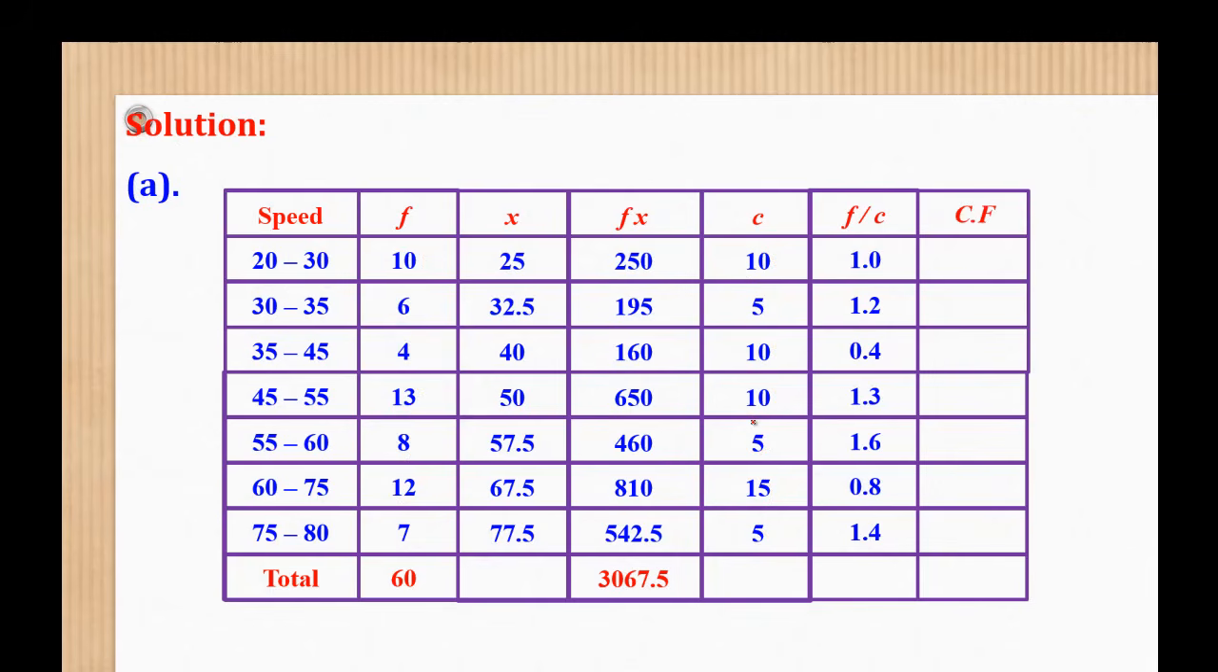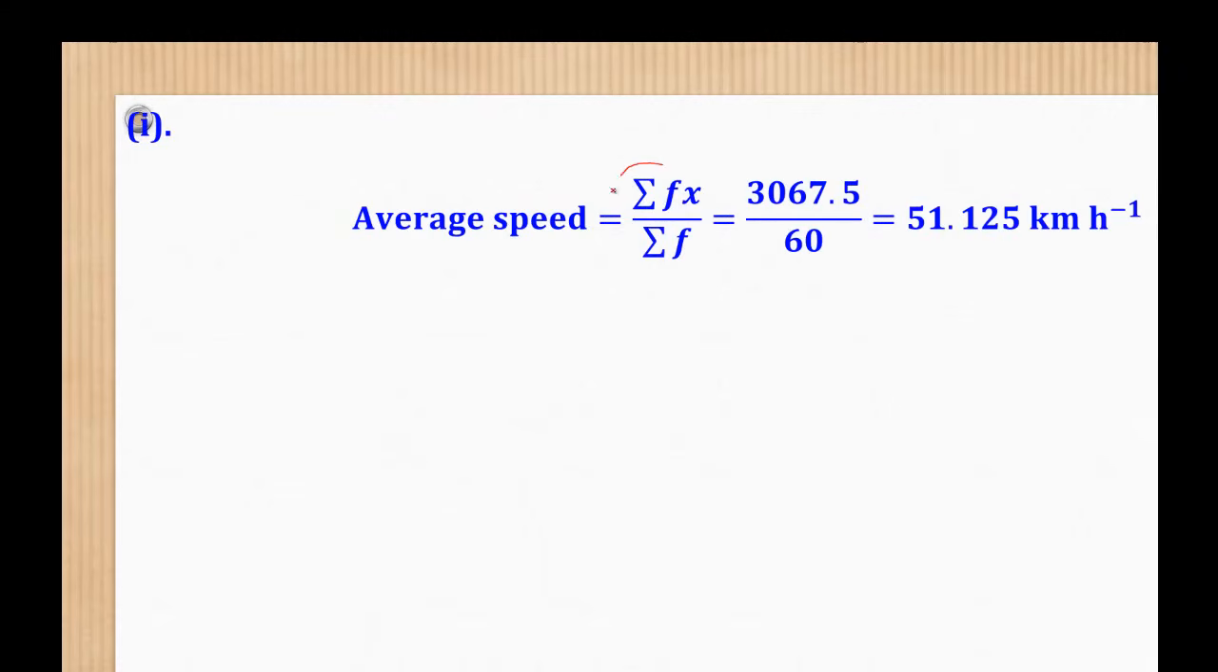Then from there we shall get the cumulative frequency, so we are able to draw the ogive. So 10 is what we first write, then 10 plus 6 is 16, 16 plus 4 is 20, 20 plus 13 is 33, 33 plus 8 is 41, 41 plus 12 is 53, 53 plus 7 is 60. So now that we are done with tabulating, we can answer the questions. The first one was about the mean or average speed, which is summation fx over summation f. Substitute and get the answer.